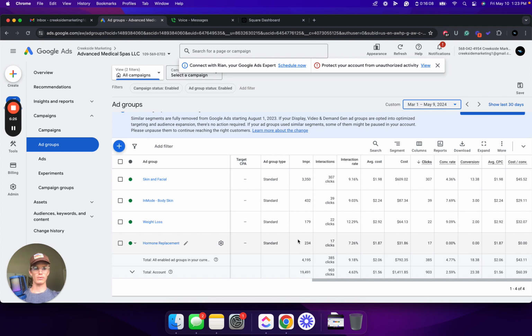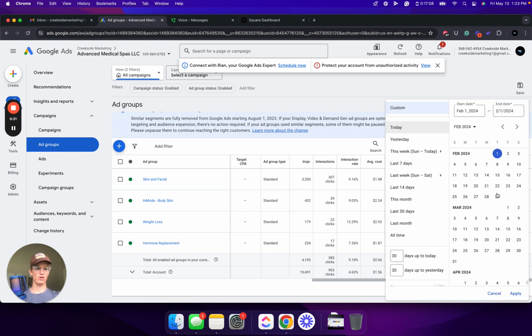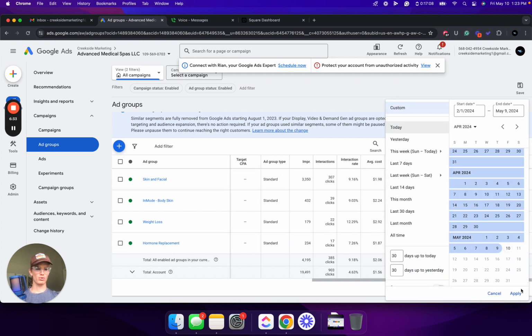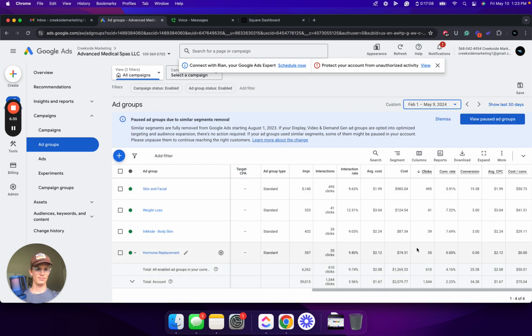But as you can see, hormone replacement just hasn't done anything for the past 10 weeks. And I bet if we go back even farther, it's really not going to have improved. Yeah, as we can see here, money's just been kind of dumped into hormone replacement. The interaction rate's not terrible, but we obviously have 0 conversions from this. So it's probably worth just pausing because we'd rather that money be spent on optimizing for one of these other actually converting ad groups. So we're just going to go ahead and pause that at the moment.